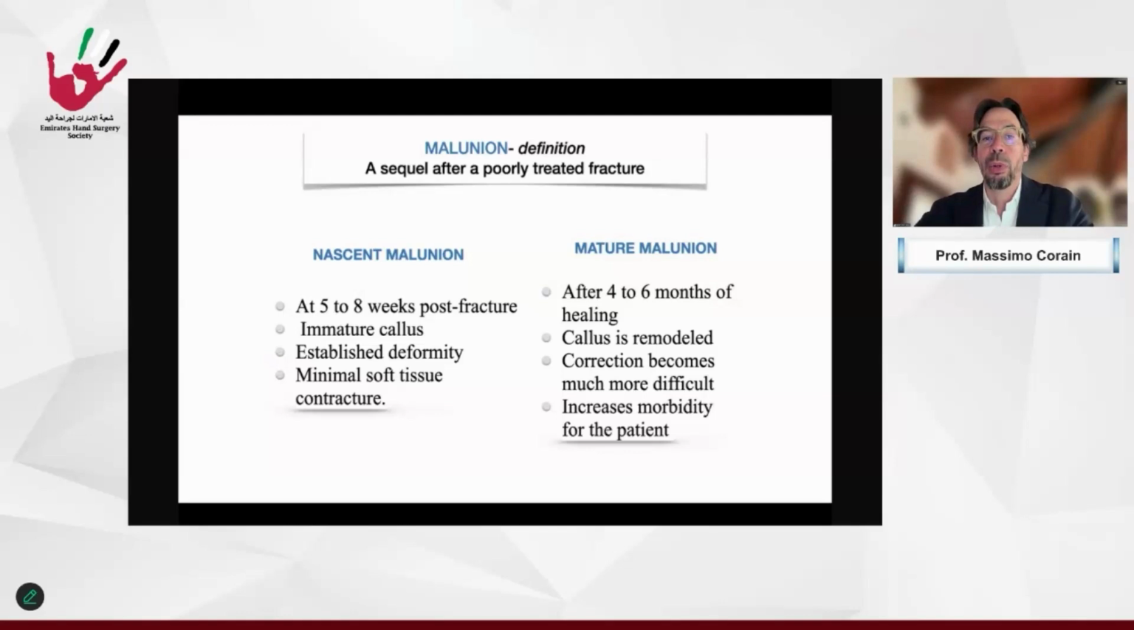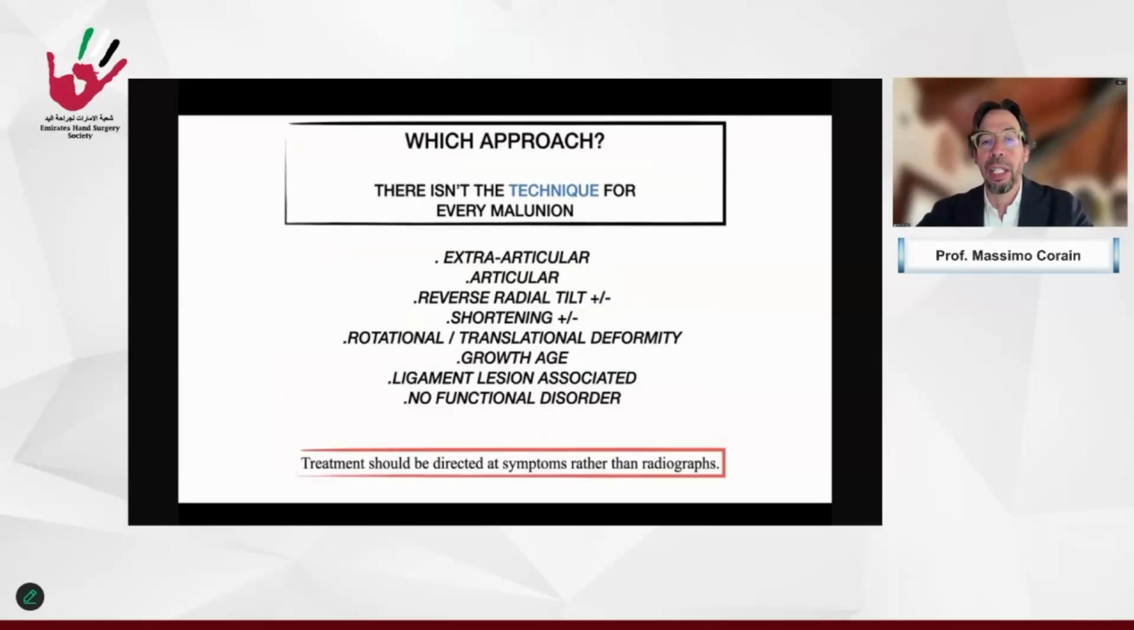Which is the best approach to malunion? There is not a best one. There is not one technique for malunion, because it depends on what we are going to treat. Whether it is an articular or extra-articular malunion, whether we have a reverse radial tilt or a shortening of the radius or ulna, a rotational or translational deformity, whether we are treating a patient during growing age, whether there is an associated ligament lesion, or sometimes the patient has no functional disorder. So we have to remember that the treatment should be directed to symptoms rather than radiographs.